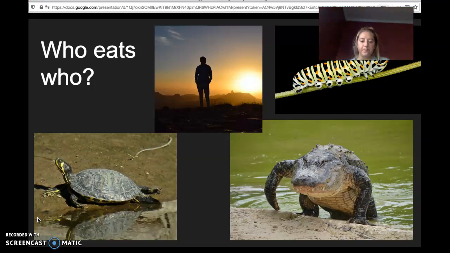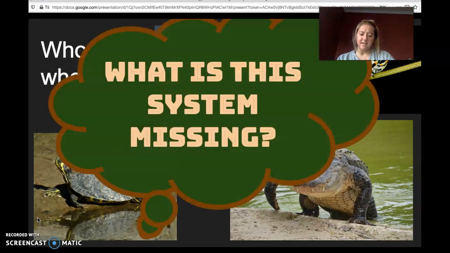It's a turtle. So you should have hopefully paused the video and written this down by now, but here's how it goes. The caterpillar is eaten by the turtle, which I didn't know was part of the food chain, but it is. The turtle is then eaten by the alligator, and some daring humans have alligator nuggets, so they are what we consider the top predator. But what is missing in this system?